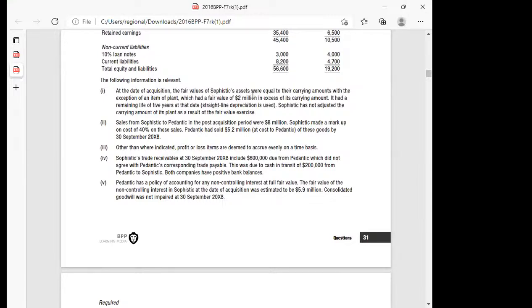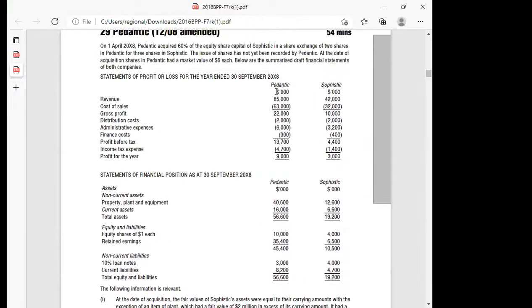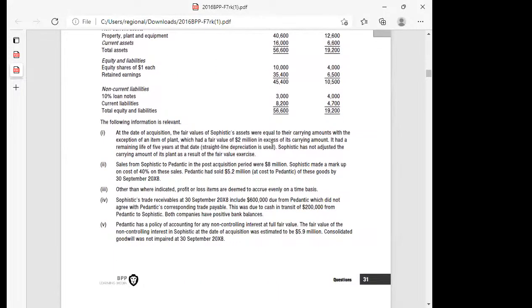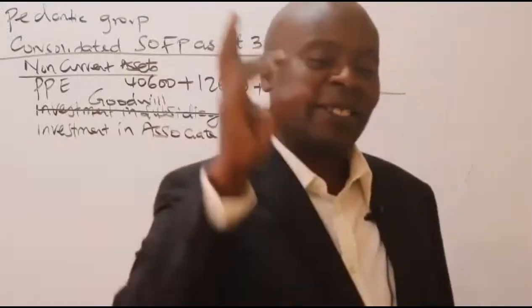Fair valuation is the same as a revaluation. Their carrying amount, with the exception of an item of land, which had a fair value of $2,000 in excess of its carrying amount. Why am I calling this 2,000? It's because my statements here are given in terms of $1,000. So for compatibility, I must keep on, ladies and gentlemen, chopping the three zeros. So instead of saying 2 million, I'm seeing 2,000 there. Now, any additional information that you're given here, of course, that 2,000 has not been factored into the financial statements given up there.